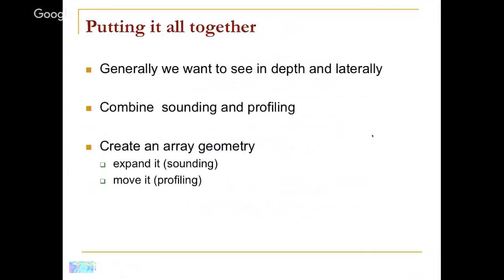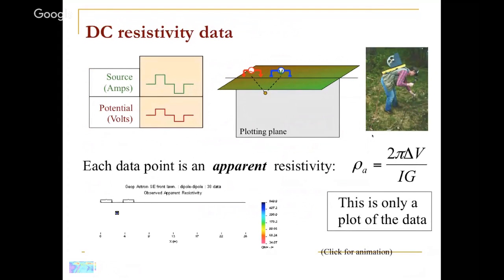And because, as I just said, what we'd often want to do is to do both of these things together, to do both profiling and sounding, then what we're going to do is decide on an array. So it could be a pole, or it could be pole-dipole, whatever. And then we're going to move it along. So that's the profiling. And then we're going to expand things, make it bigger. So that's the sounding. So we put them all together. And we end up with something that looks like this. So this is kind of how we do it.